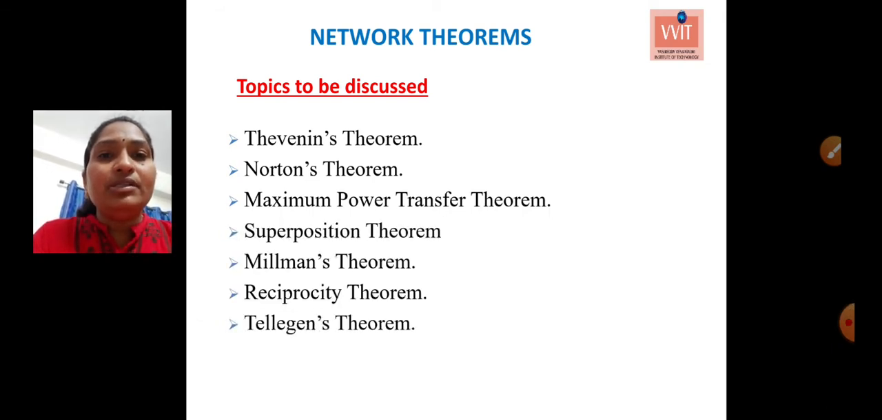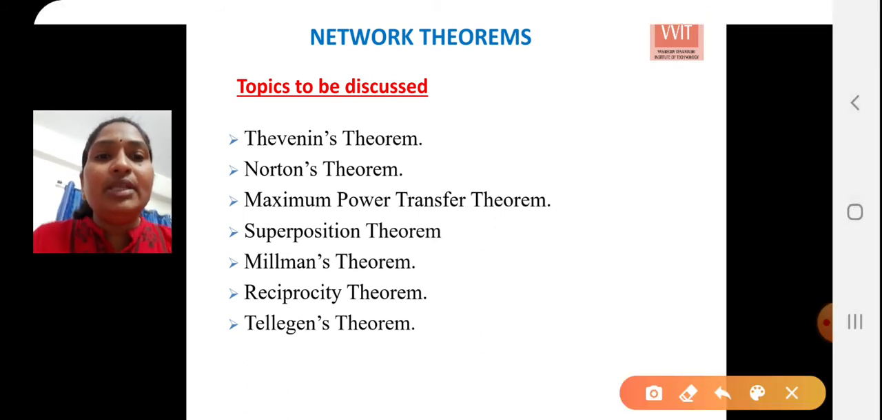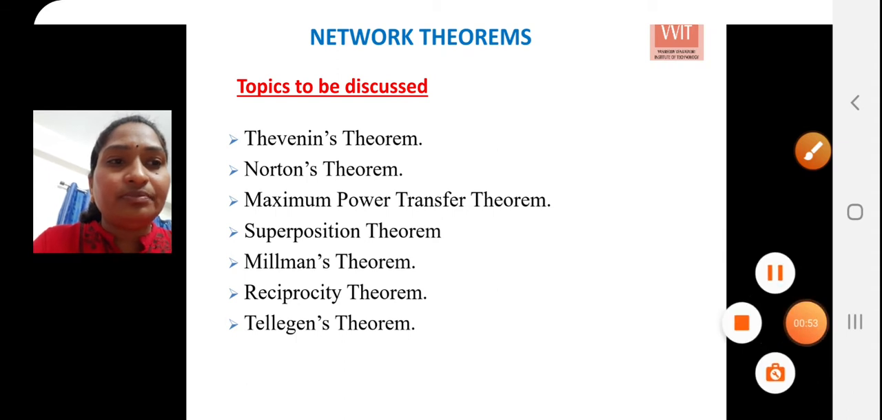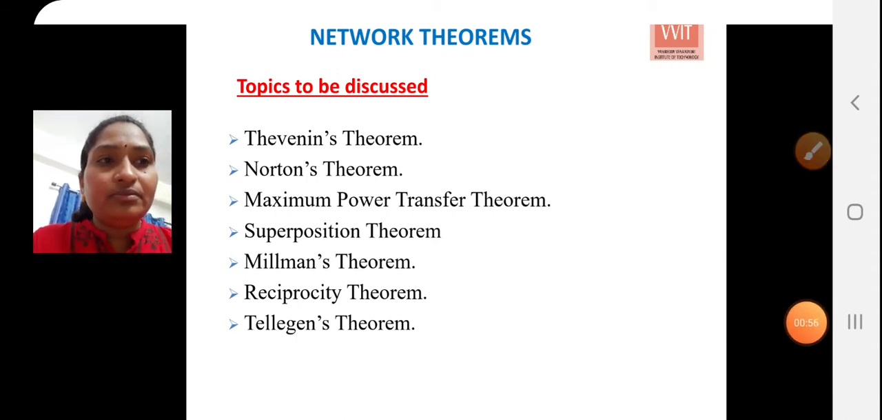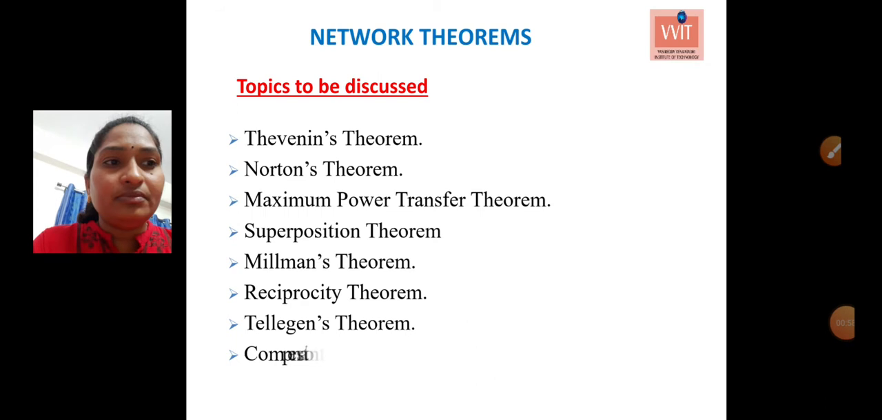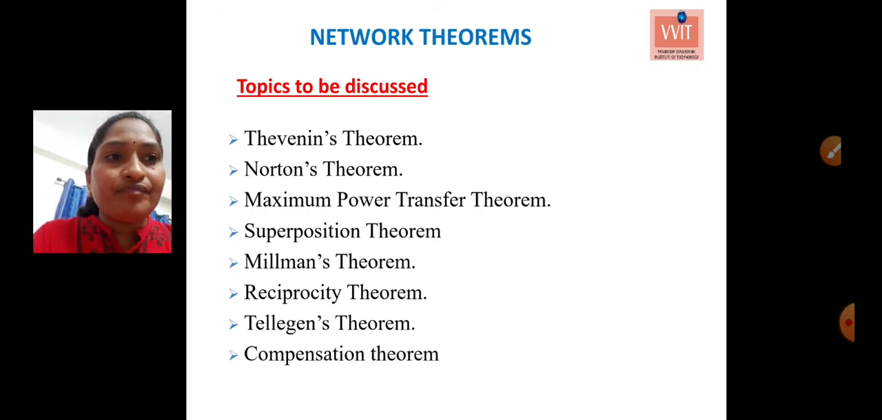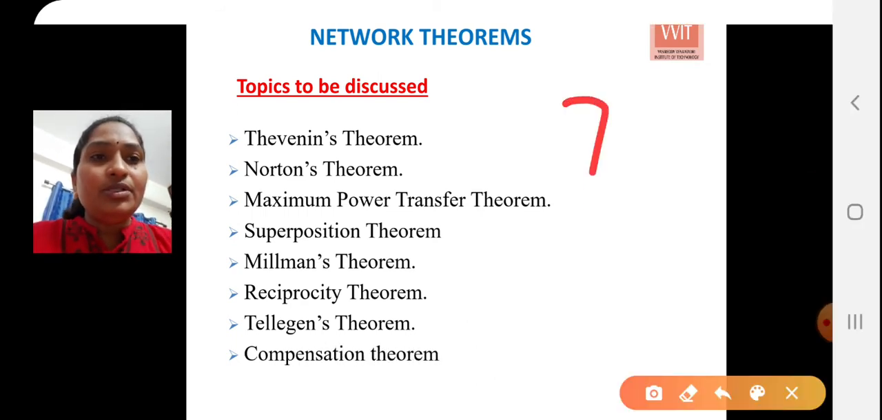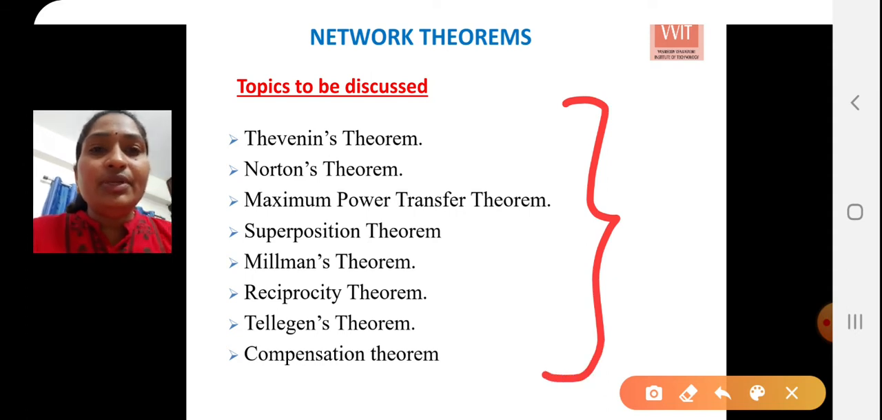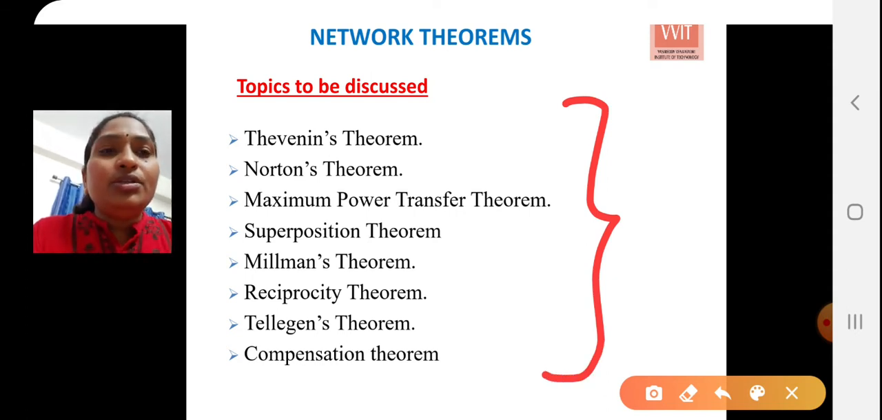So we have various network theorems. Those are Thevenin's theorem, Norton's theorem, maximum power transfer theorem, superposition theorem, Millman's theorem, reciprocity theorem, Tellegen's theorem, and compensation theorem. Now these are various network theorems we generally use to reduce the complexity of network in order to find out the response.